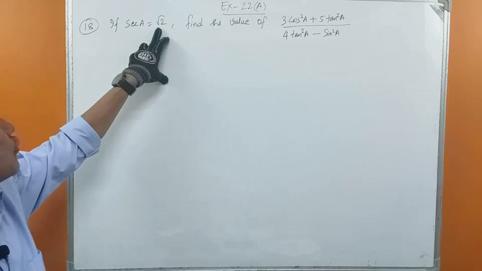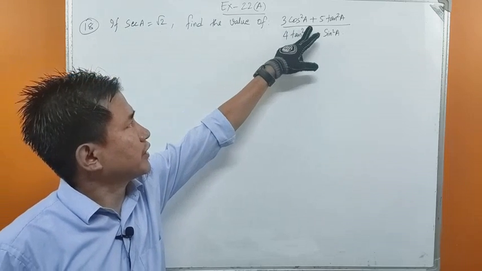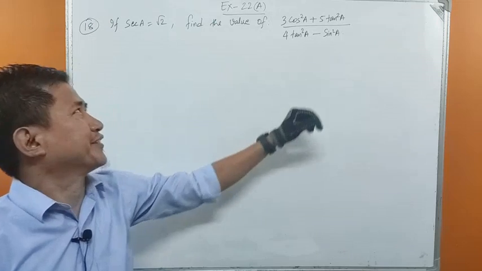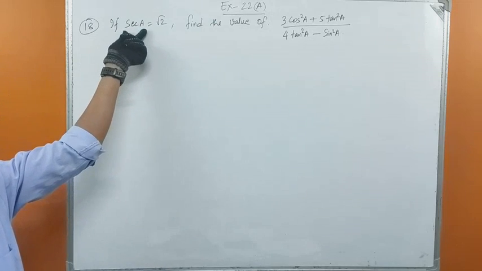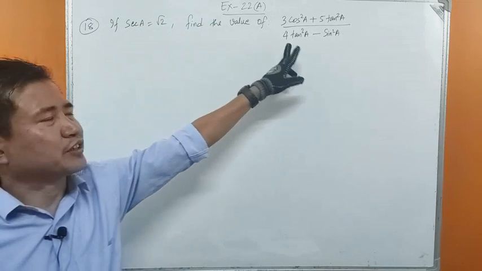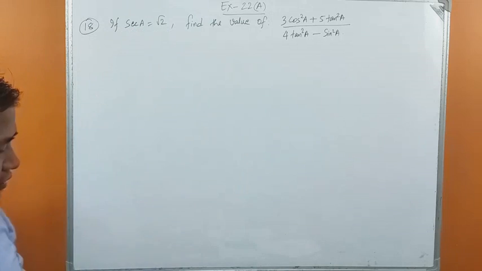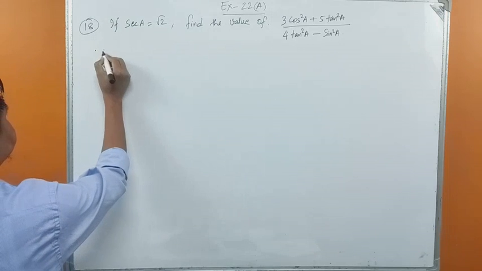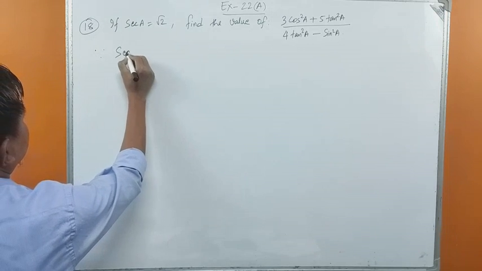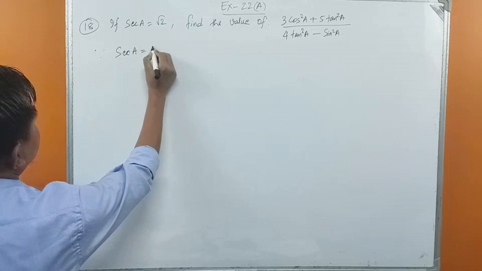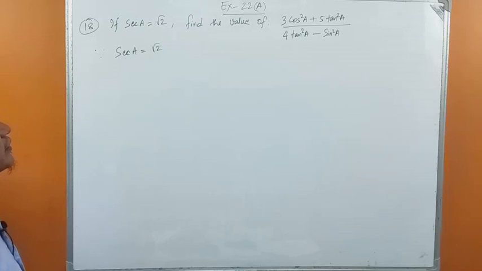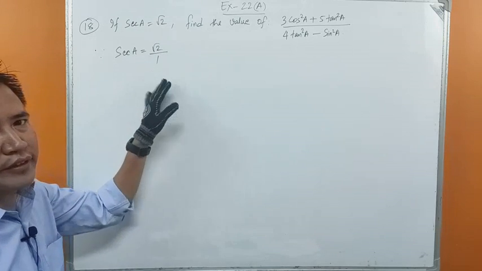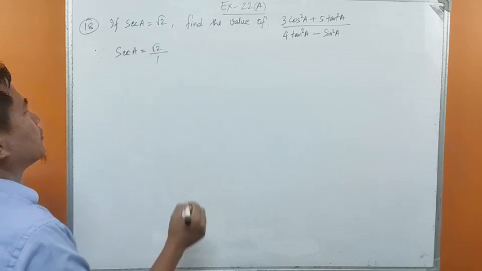If sec a equals root 2, find the value of 3 cos square a plus 5 tan square a, whole upon 4 tan square a minus sin square a. The value of sec a is given to us as root 2, and we are asked to find the value of this expression. So let us do this question. Since sec a equals root 2, this is the given condition, we can write 1 in the denominator, because when there is no number, we should understand there is 1 in the denominator.